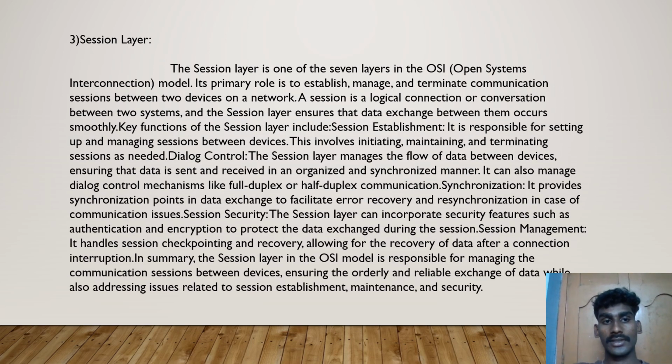Third layer, the session layer. The session layer is one of the 7 layers in the OSI model; it is the third one. Its primary role is to establish, manage, and terminate communication between two devices. A session is a logical connection and conversation between two systems. The session layer ensures that data exchange between them occurs smoothly.